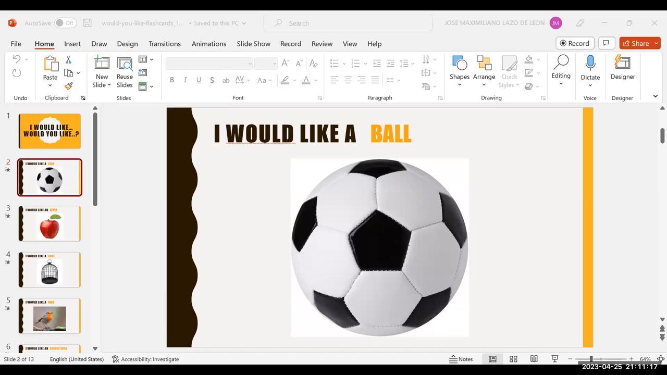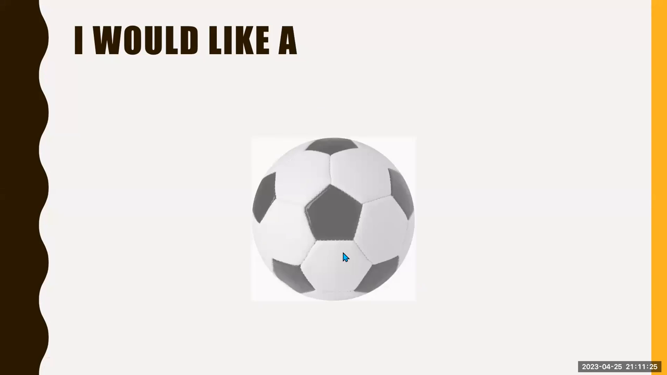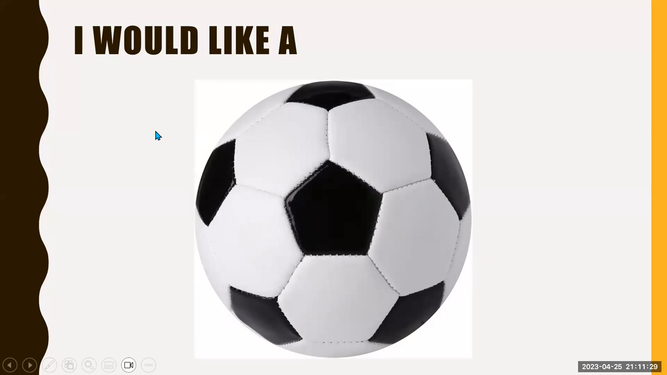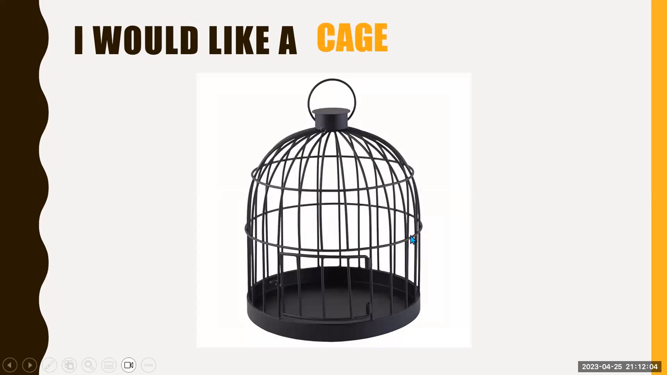Okay, imagine your son asks you for a toy like this. Okay, and the little boy says, I would like a what? I would like a ball. What about this? I would like an apple. Okay. I would like an apple. I would like a cash. Okay. A goal.